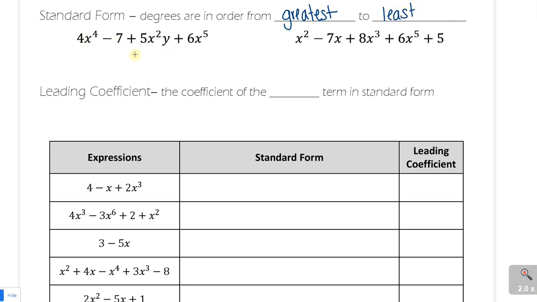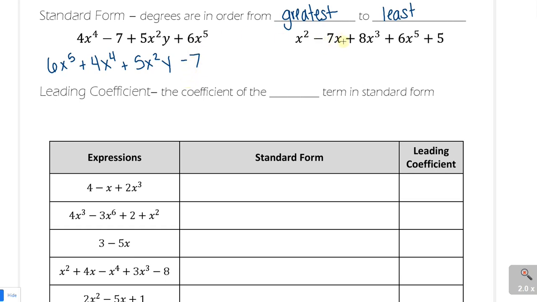So we look for the largest exponent, which is 5. So we're going to have 6x to the 5th. Then after 5 comes 4, so we have plus 4x to the 4th. Then comes 3, which here we have a degree of 3. So 5x squared y, and then lastly we have minus 7, our constant.